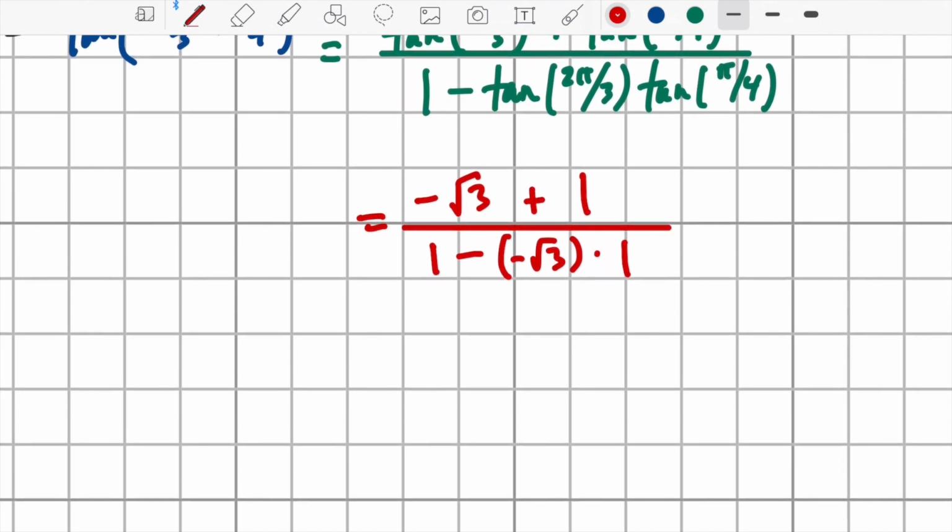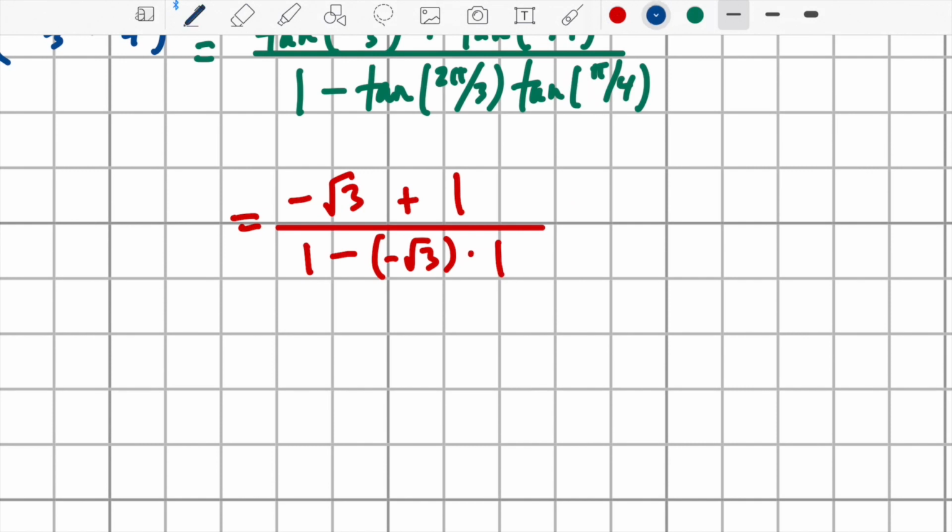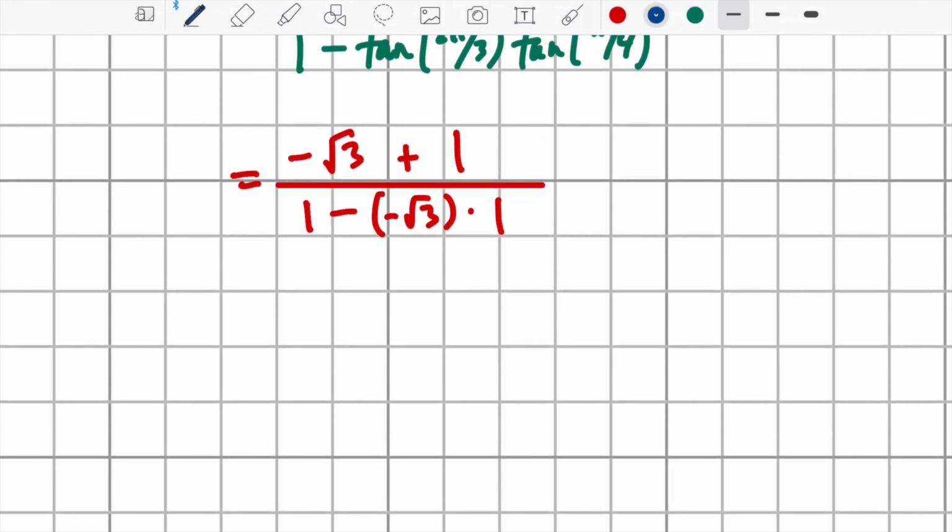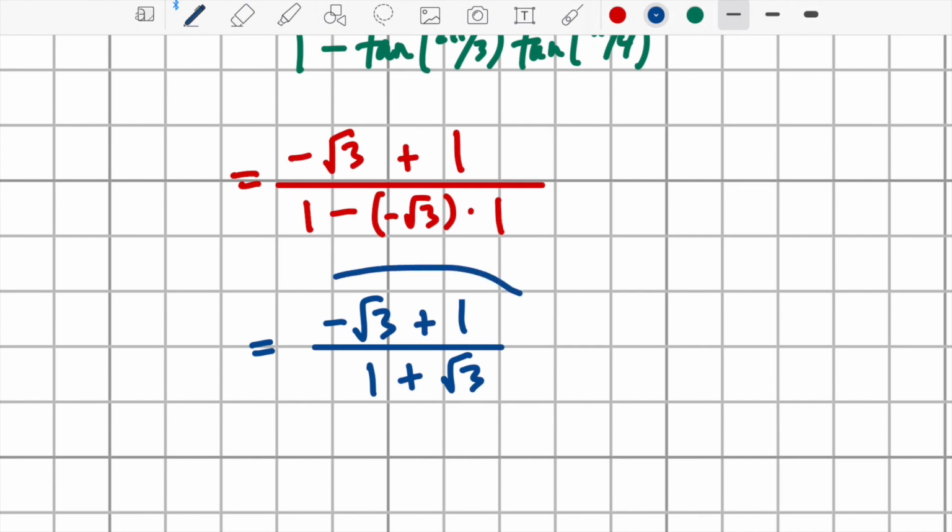So now all we have to do is simplify. In the numerator, there's really nothing we can do. It's just negative square root of 3 plus 1. And in the denominator, we're going to have 1 plus square root of 3. And that's how I want you to leave it. That's it.